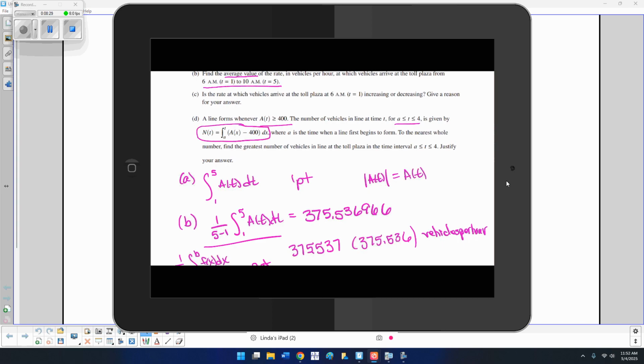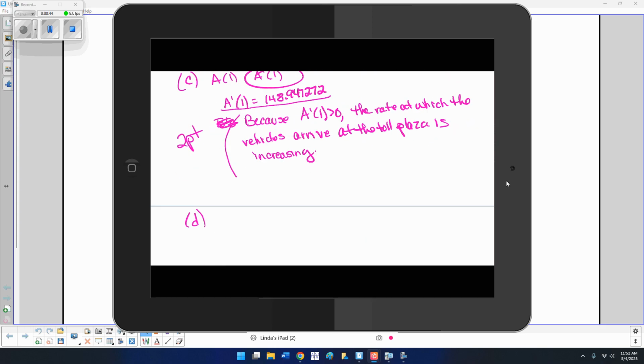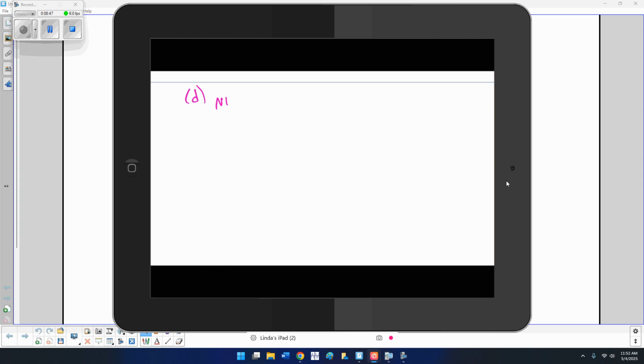A is the time when a line first begins to form. To the nearest whole number, find the greatest number of vehicles in line at the toll plaza. They're asking for a maximum and to justify your answer, so the candidates test is going to come into play here. Unfortunately, I can't have that question in front of me, but I happen to have paper of the same thing, so I'm able to look at it. And we have to figure out what A is.